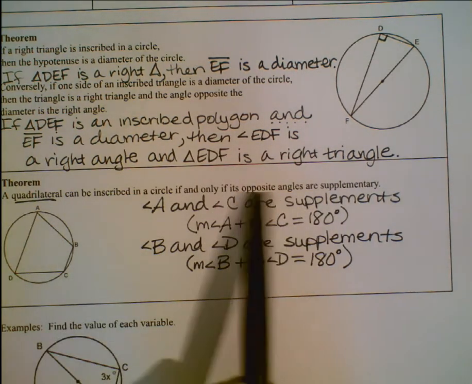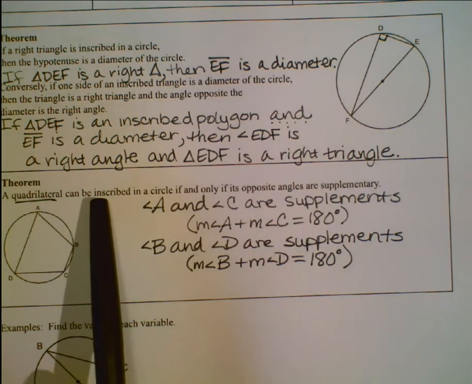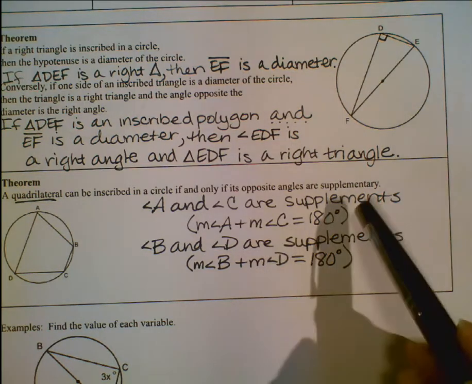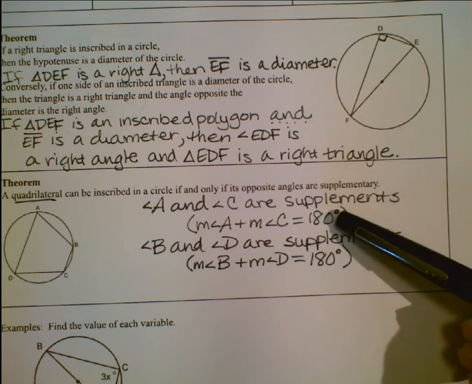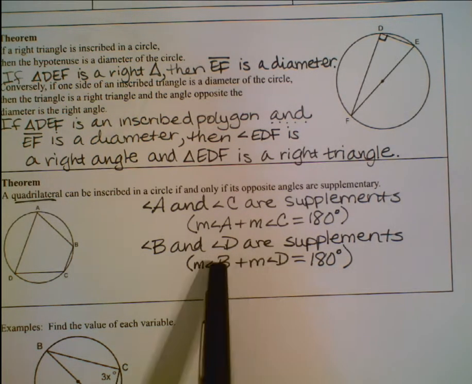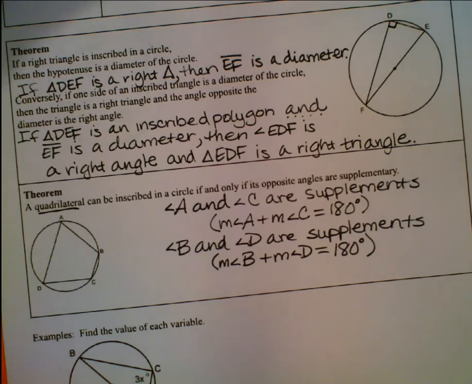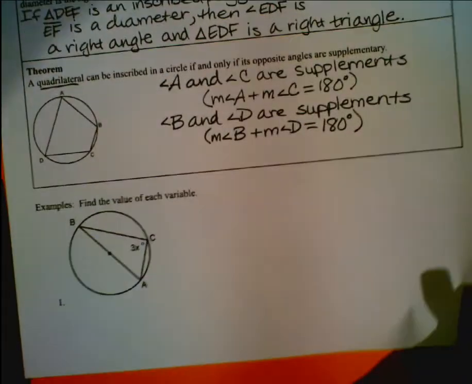Other times they'll tell you that the opposite angles are supplementary, and you'll have to be able to conclude that it must be an inscribed polygon. So in either case, we're going back to these two equations, keeping in mind that the angles involved each time are opposite one another in that quadrilateral. So let's look at a couple of examples then related to inscribed triangles or inscribed quadrilaterals.